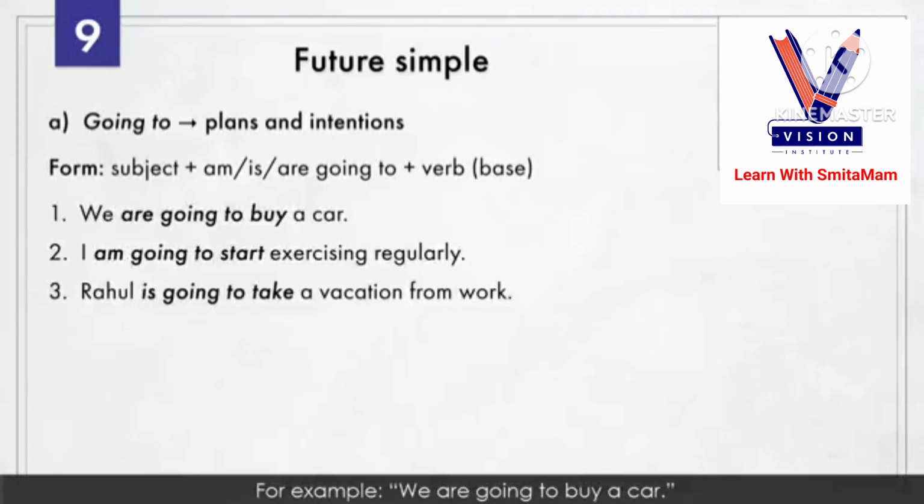For example, we are going to buy a car. That means we have a plan to buy a car soon. I am going to start exercising regularly. Rahul is going to take a vacation from work.